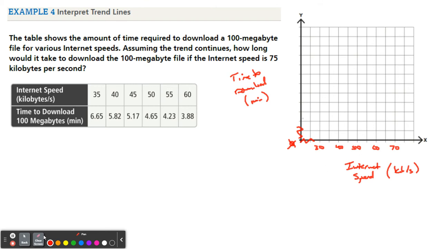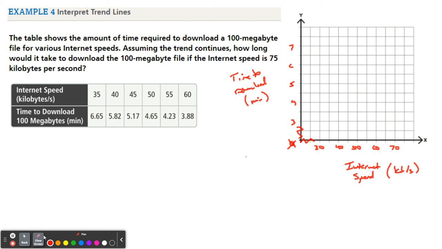I'll do the same thing here on the y-axis. So it looks like 3 to 6. So maybe if I have 3, 3.5, 4, 4.5, 5, 5.5, 6, 6.5, right? So that's all I need. Again, if you started at 0, you'd run out. So use the numbers they give you and just focus on that part of the graph.